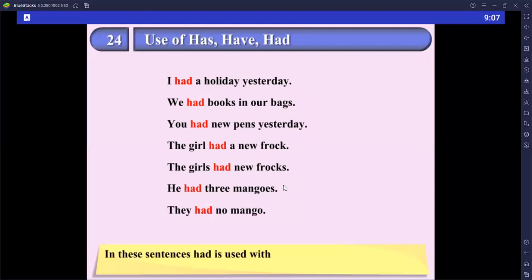In these sentences, had is used with I, we, you, he, they, girl, girls, frock, frocks, mango, mangoes, for all. There is no change when there is one person or a thing or more persons and things.